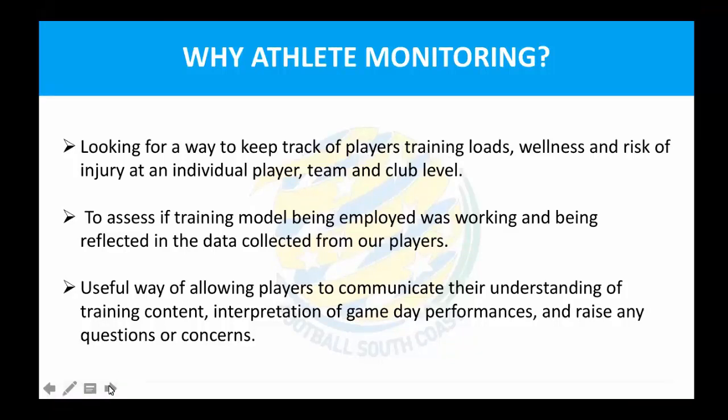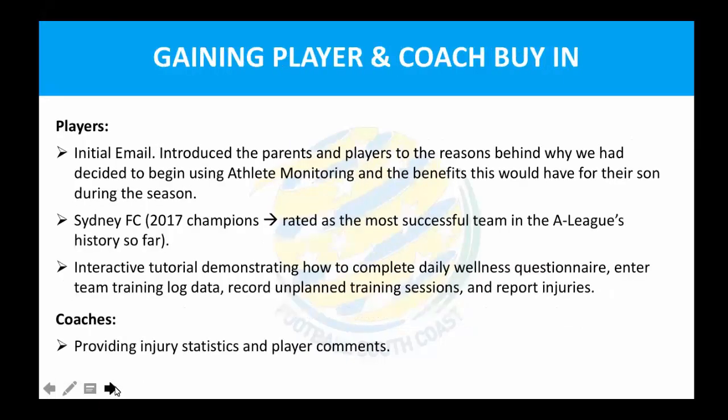So moving on. So how did I gain player and coach buy-in? Obtaining this was our number one challenge, and compliance rates were our number one challenge, especially when we began rolling it out during pre-season. So ways in which I tried to gain player and parent buy-in was through an initial email where I introduced them to the reasons behind why we had decided to begin using the app and the potential benefits that this could have for us throughout the season.